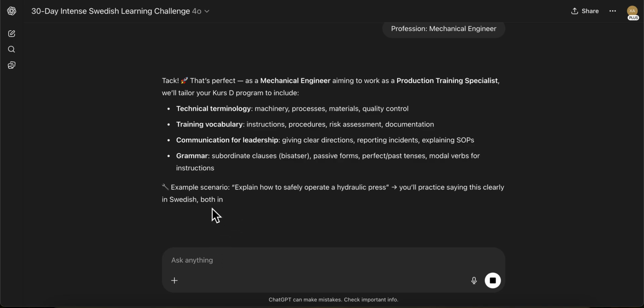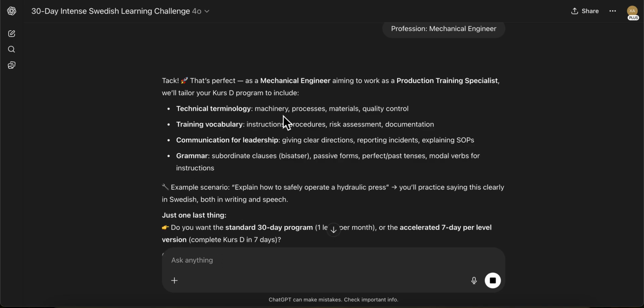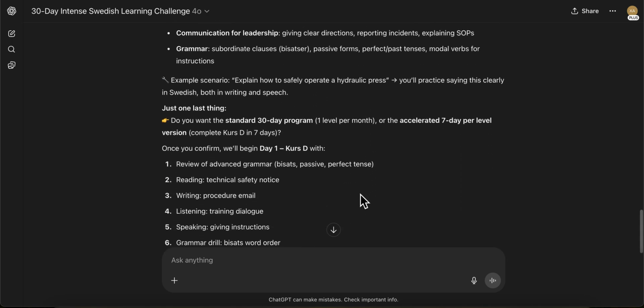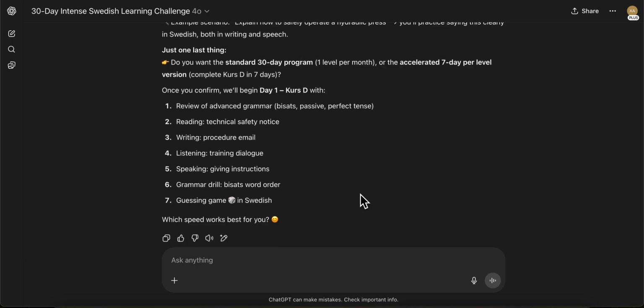So you see the terminologies have changed. It's changed to machinery, process, materials, and quality control. So incidents, explanation, SOPs, clear directions, and, for example, scenarios explaining the safe operation of a hydraulic press. So this is the beauty and this is the edge of this program.